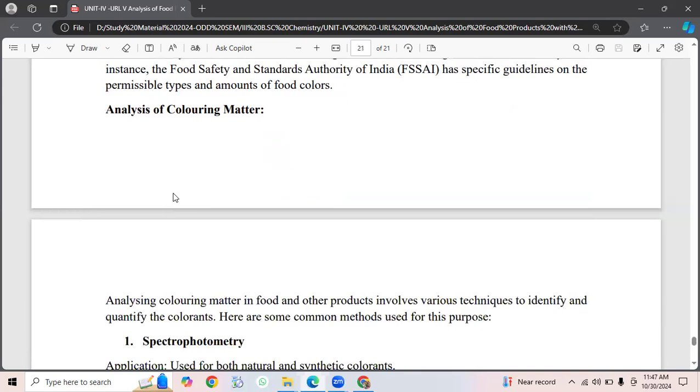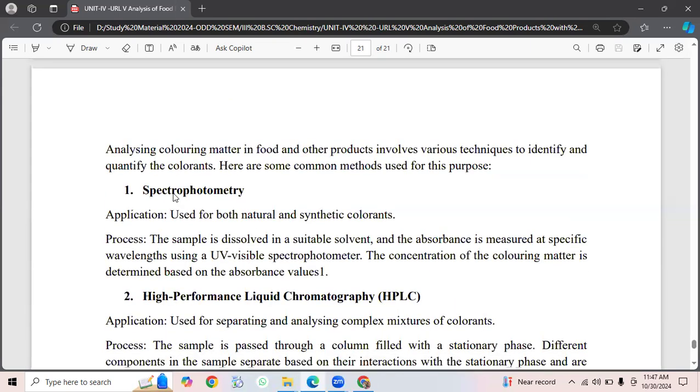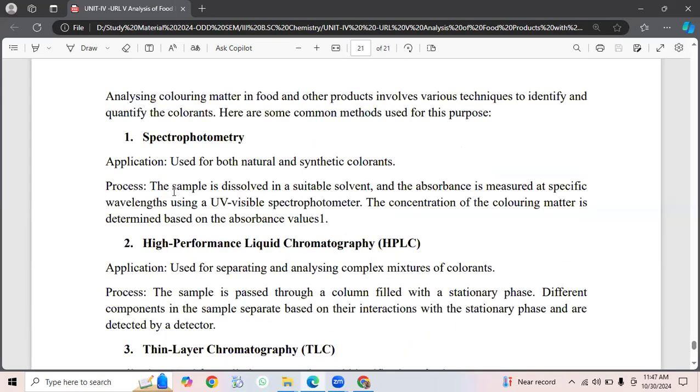The next topic is analysis of coloring matter. How do we have to analyze this coloring matter? Analyzing coloring matter in food and other products involves various techniques to identify and quantify the colorants. Here are some common methods used for this purpose. If you all remember, in the last three videos, we have seen the instrumental analysis for flavorants, preservatives, etc. In the same way, here also for coloring, we undergo instrumental analysis.